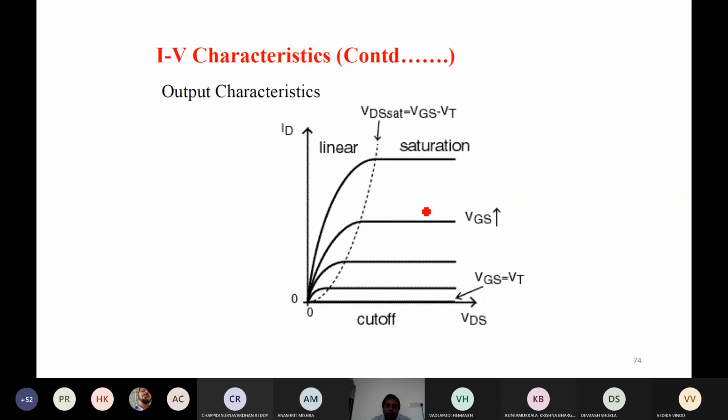So all the regions are plotted here, we can see. This parabolic line basically shows where the pinch off happens, the pinch off point, or the VDsat point. So for the lower VGS, VGS is just equal to Vt.